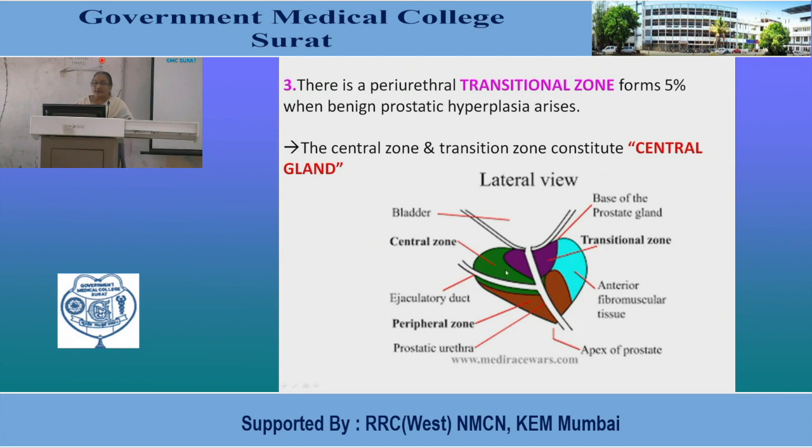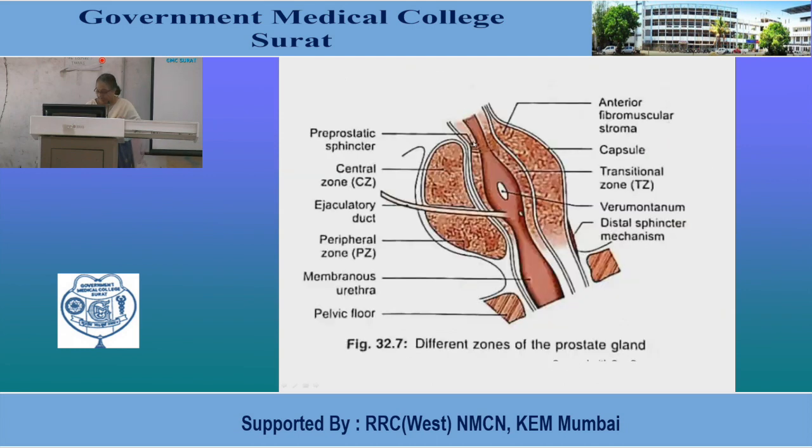Again, in the lateral view of the prostate gland, number 1 is the peripheral zone, number 2 the central zone, and number 3 the transitional zone, which forms only 5% but is where benign prostatic hyperplasia arises. So there is the periurethral transitional zone. The central zone and the transitional zone together constitute the central gland. Again, the figure shows the different zones of the prostate gland.